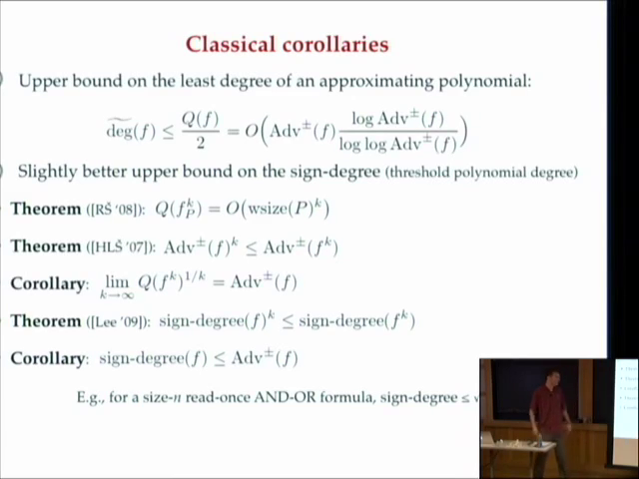So one corollary of this is that the sign degree for an and/or formula is at most square root of n, because the adversary bound is.